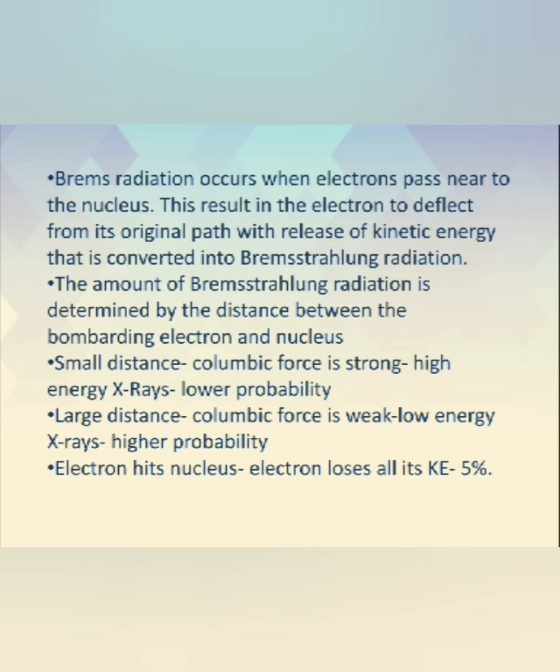The amount of Bremsstrahlung radiation is determined by the distance between the bombarding electron and the nucleus. If the distance is small, then the Coulombic force is strong, and this results in high energy X-rays. But the probability of this type of interaction occurring is lower in Bremsstrahlung radiation. If the distance is large, then the Coulombic force is weak, and the X-rays produced are of low energy. And this type of interaction has greater probability.